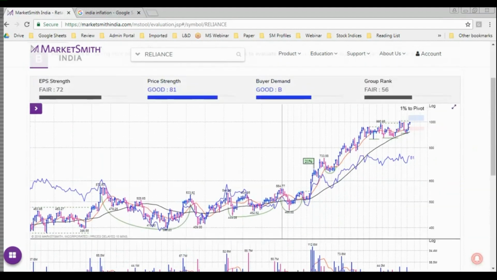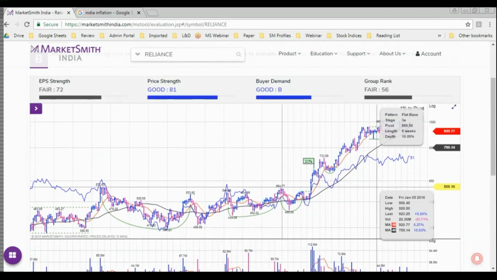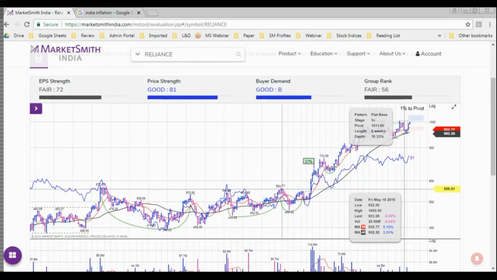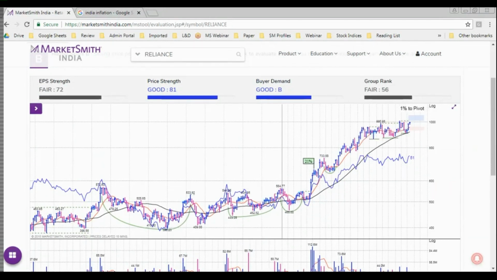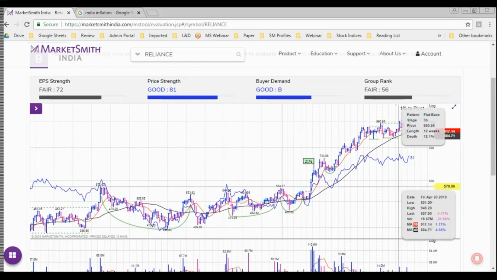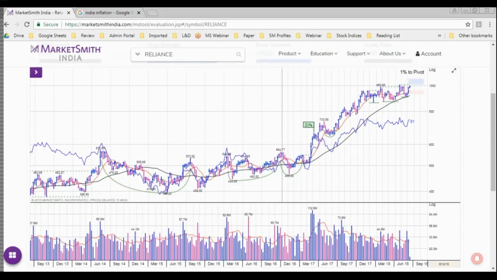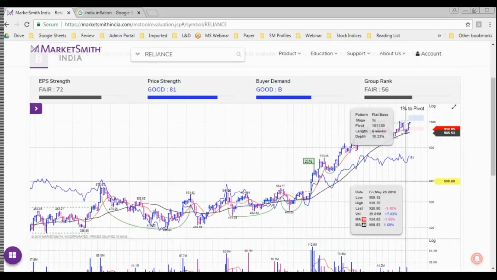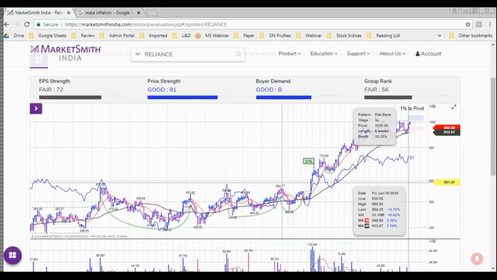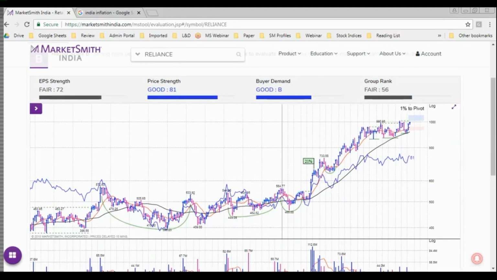Having said that, it's been a good amount of consolidation. So 8 weeks, 12 weeks, and 6 weeks. So that's almost half a year. The stock has not done much. But again, I would wait for the stock to make new highs and the volumes also to increase. And you could also see the stock's RS line also hitting a new high.